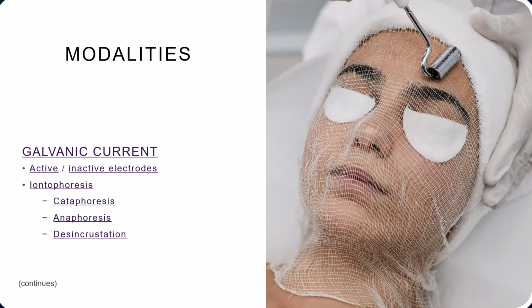Desincrustation is a form of anaphoresis, and it's a process that's used to soften or emulsify oil deposits or blackheads in the hair follicles. Desincrustation is frequently used to treat acne, milia, or comedones. So this is typically used right before you do extractions on someone, if you're going to do extractions.